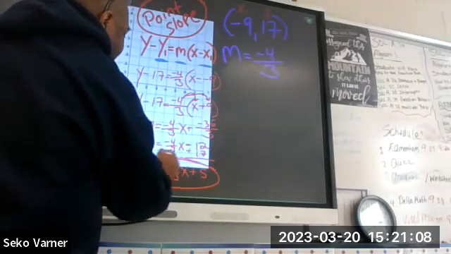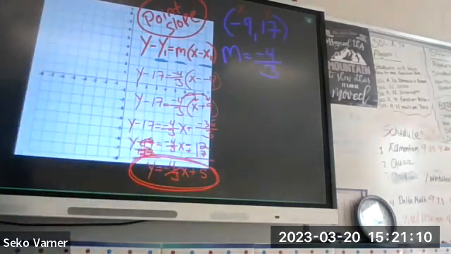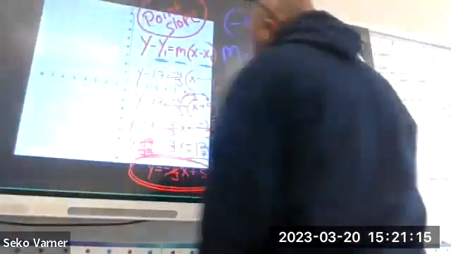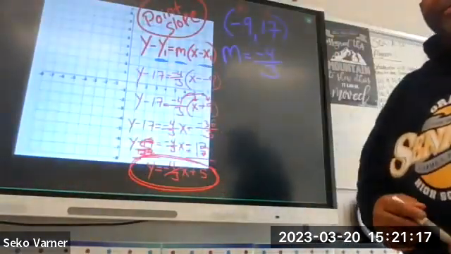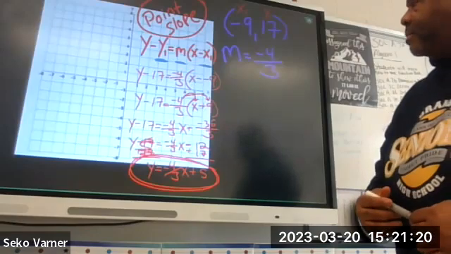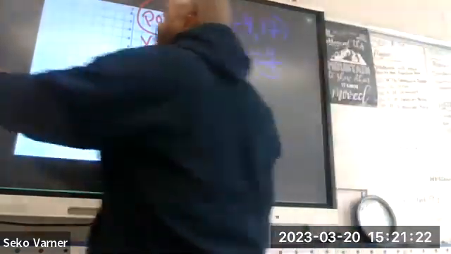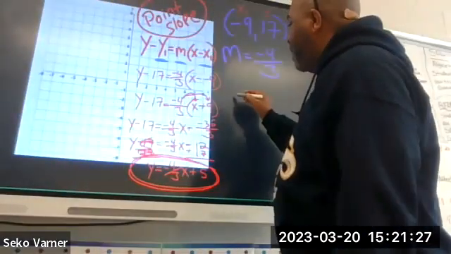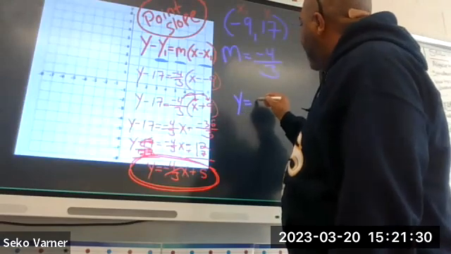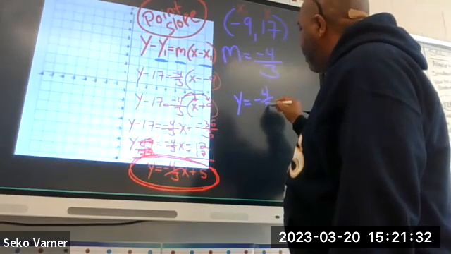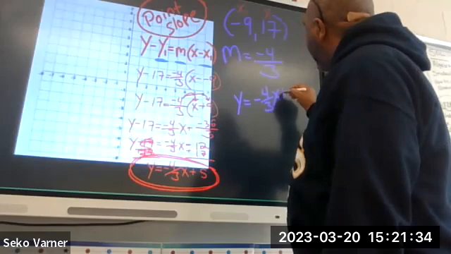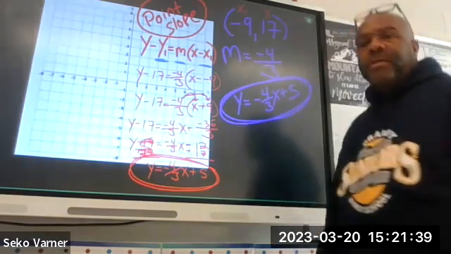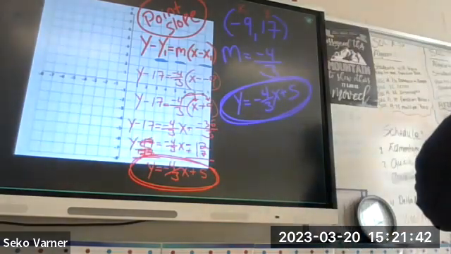So we have our answer. It took us a long time to get there, but the answer is y equals -4/3x plus 5. Let me write it a little better for the people in the back. So our final answer ended up being y equals -4/3x plus 5. All right, so that's how we ended up with that.